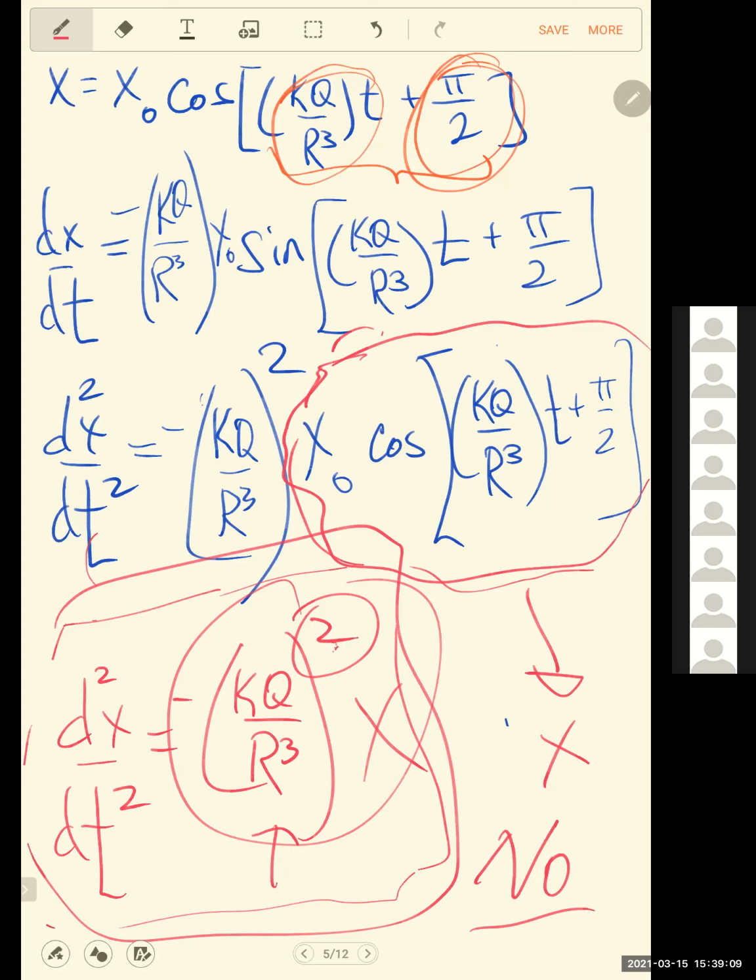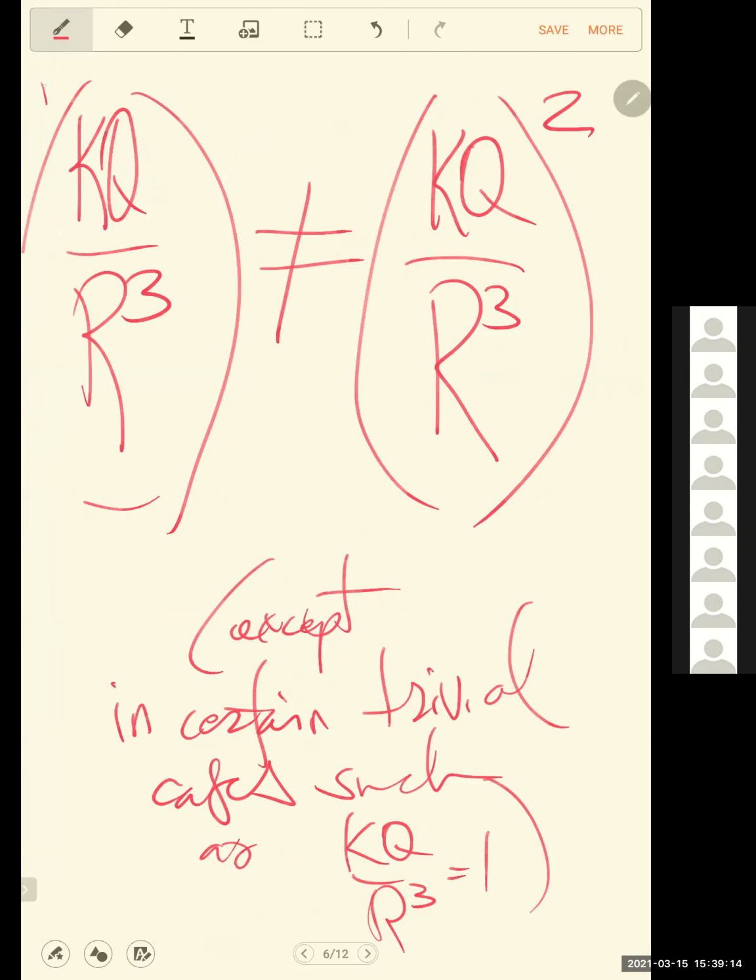So the answer is no, and I would say this: when it says why or why not in Roman numeral 1, lowercase letter a, subpart 1, the why not is this line right here, that KQ over R cubed does not equal KQ over R cubed squared. That's the reason. Okay, everybody, if that's cool, now I'm going to go on. I'm just going to keep going in order so I don't confuse people more.